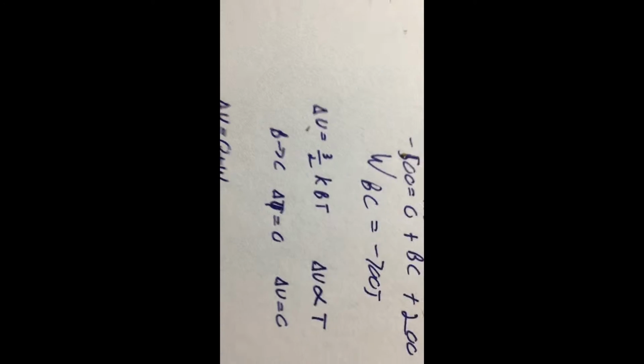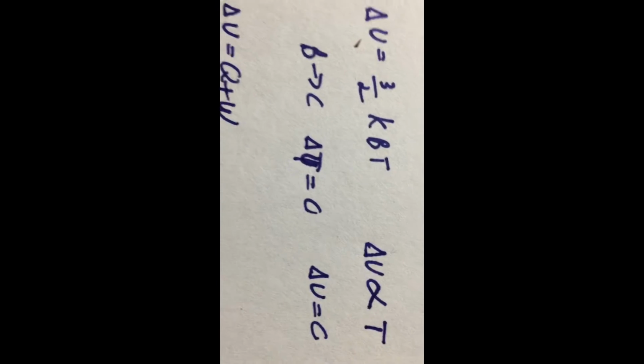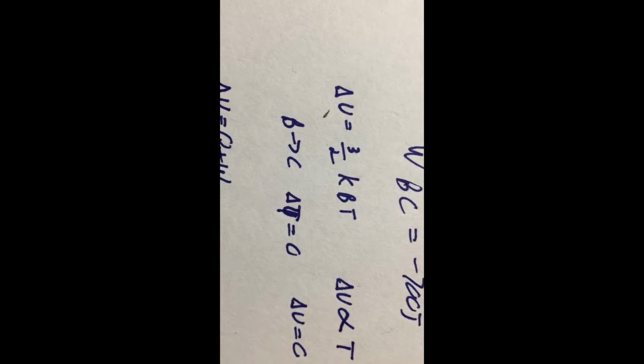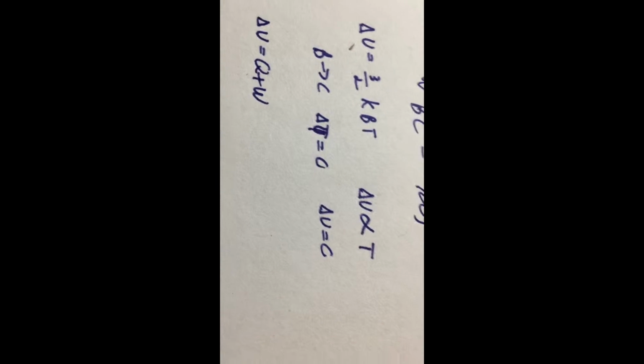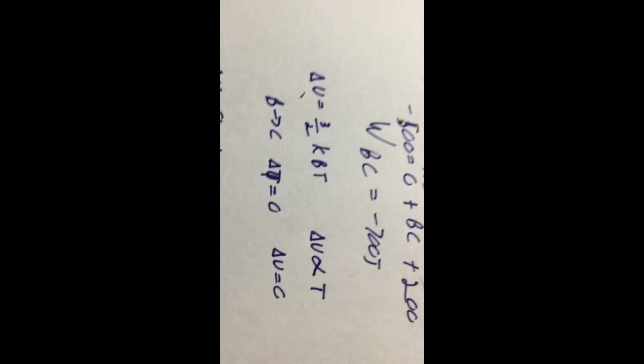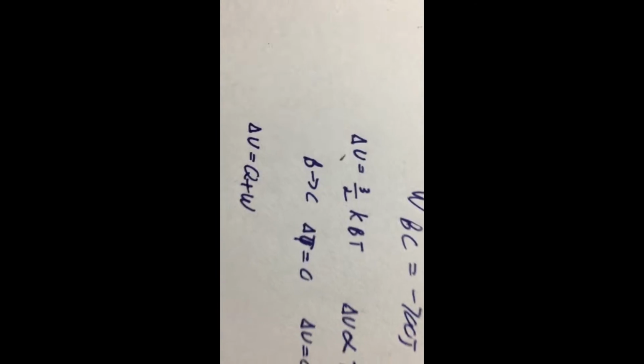So for the next part on the delta U's, you need to realize that delta U is related to the temperature. So from B to C, the change in temperature is 0. That means that delta U is also going to be 0. So that's for the total process, the total cycle. At the bottom, you can write what the work and everything is for the total cycle. That's this bottom row right here.